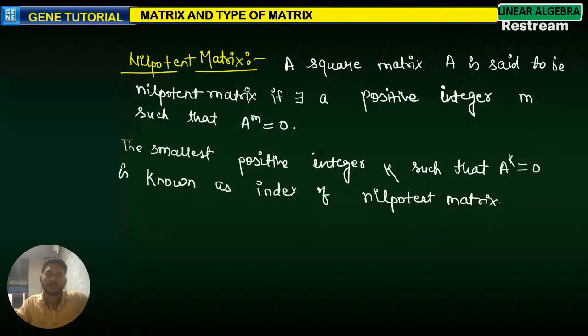So a nilpotent matrix is a square matrix A which is said to be nilpotent if there exists a positive integer m such that A to the power m equals 0. The smallest positive integer k such that A to the power k equals 0 is known as the index of the nilpotent matrix. So we can say that it is a nilpotent matrix. Let us see some notes for this. Note number one is what?